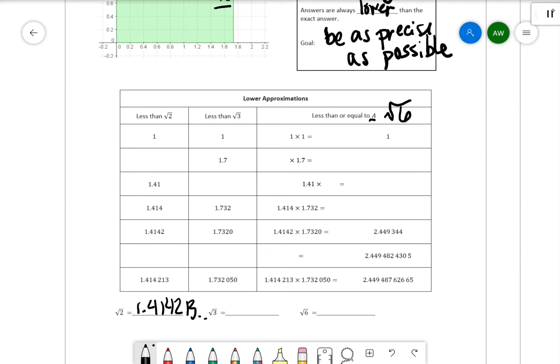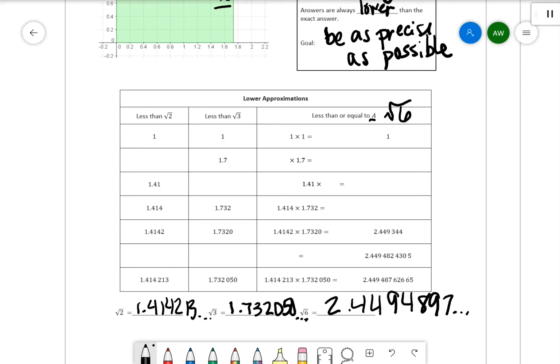So the square root of 2 is 1.414213, and so on. We can figure that out by putting this into our calculator. The square root of 3 is 1.732050, and so on. We can figure that out by putting the square root of 3 into our calculator. And the square root of 6 is 2.4494897, and so on.